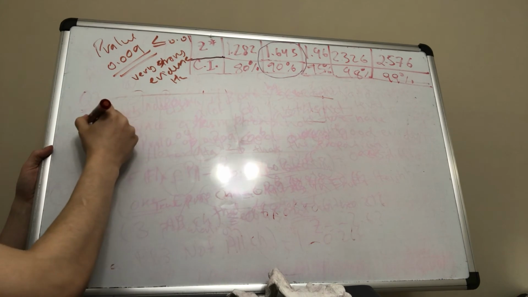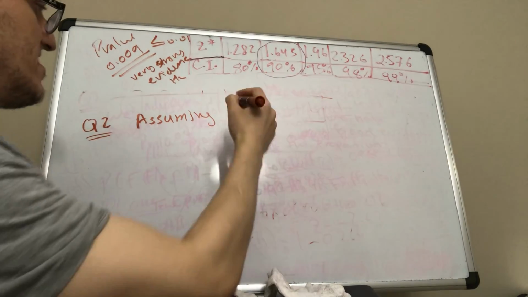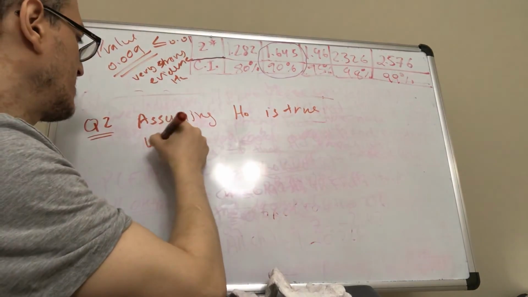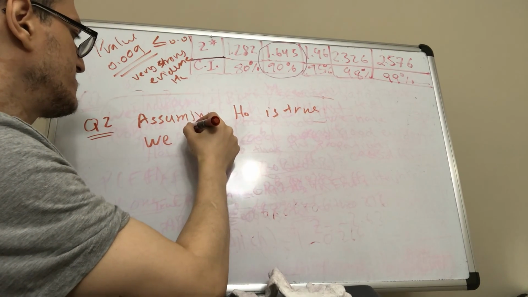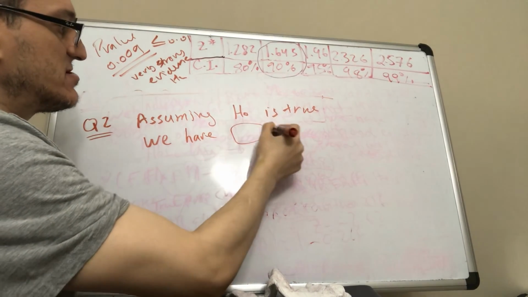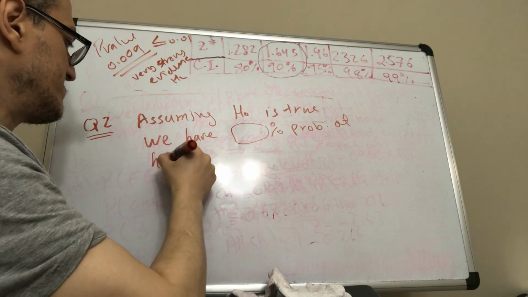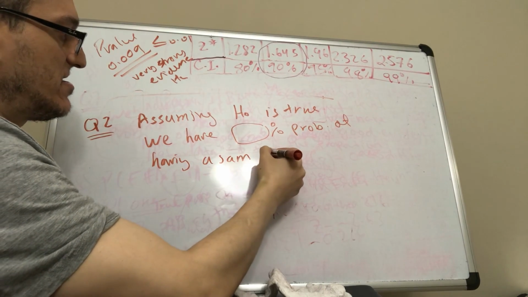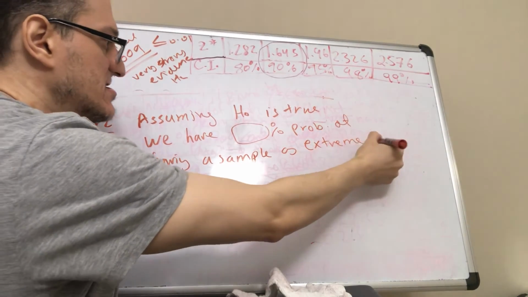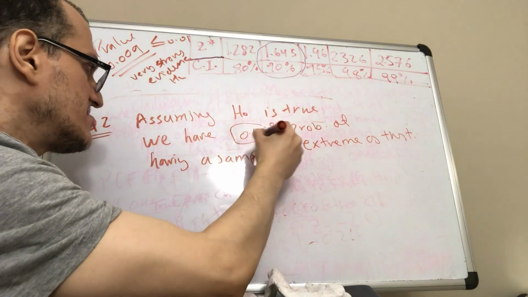The interpretation of the p-value is standard: assuming H0 is true, we have whatever the percentage is, the probability of having a sample as extreme as the test. So in terms of percentage, this is 68%.